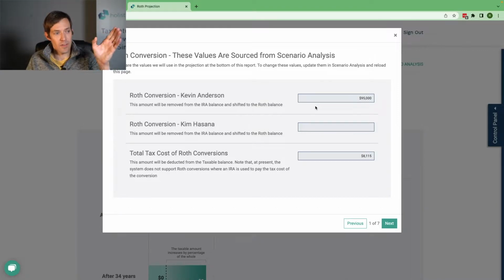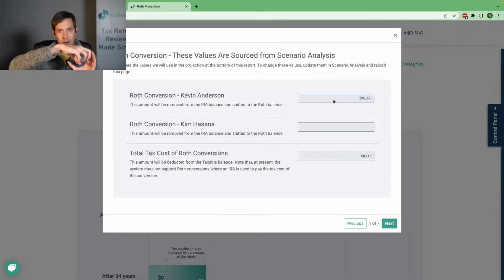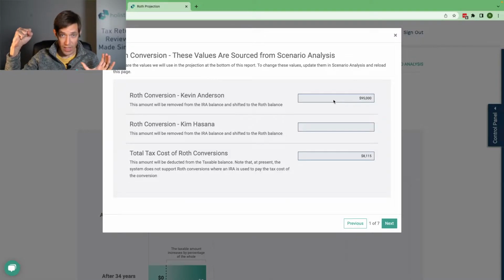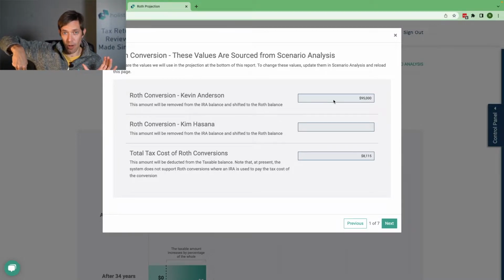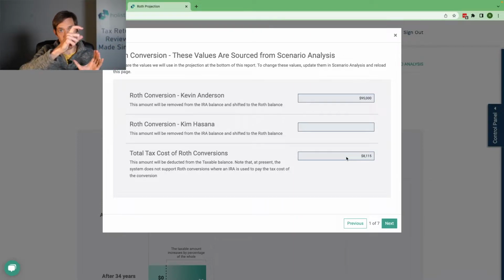So the first thing to know is these values are sourced from the scenario analysis that spawned this Roth conversion analysis. In this case, we did a $95,000 Roth conversion. In year zero, before we even start, what's happening there is $95,000 is taken out of, in this case, client one's tax-deferred assets bucket and dropped immediately into the Roth assets bucket, on day zero. And then the cost, which is calculated within scenario analysis, that's the incremental cost above the tax bill they would have had had they not done a Roth conversion. So in this case, $8,115.